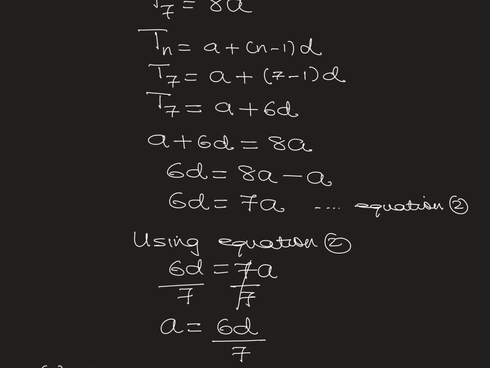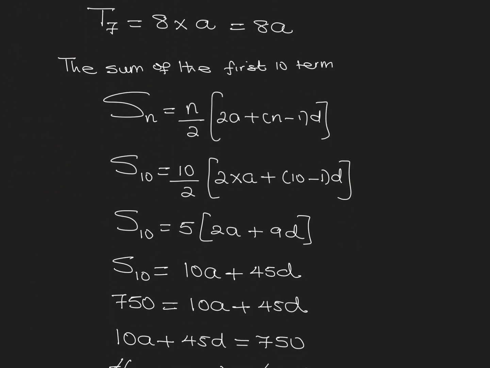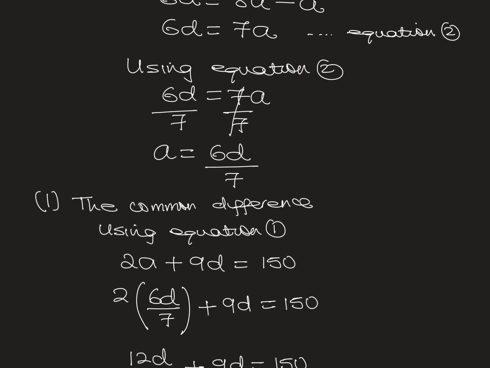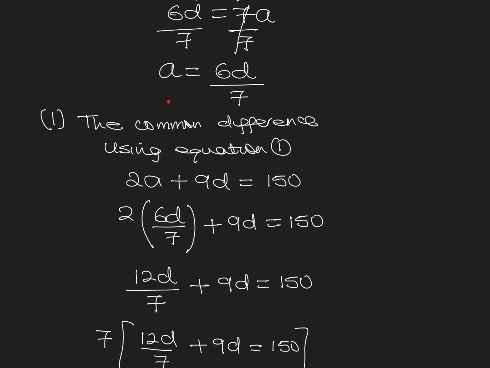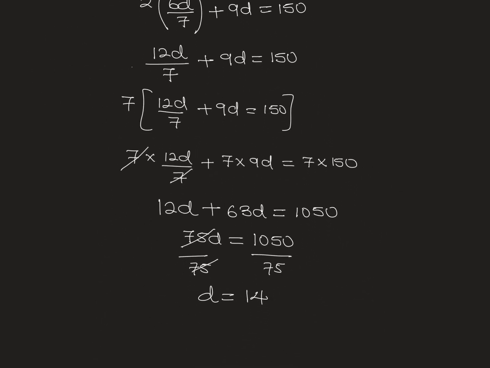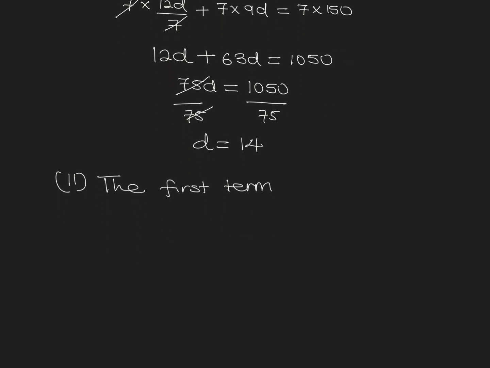Now moving on to the second question, which is the first term. We have developed an equation for the first term, which is a is equal to 6d over 7. Question 2, the first term. So using a is equal to 6d over 7.